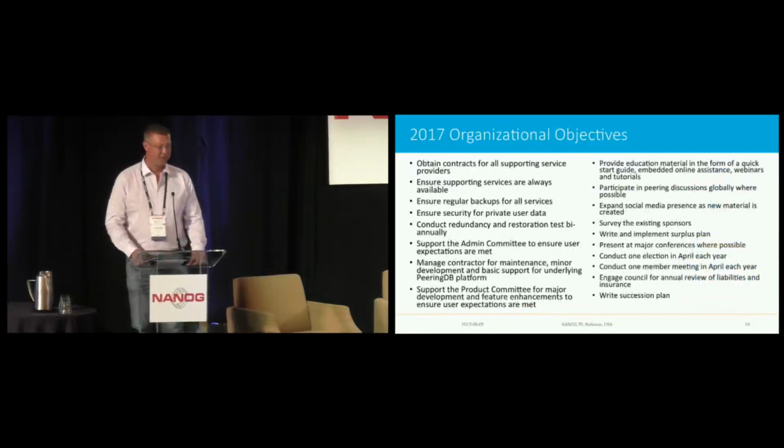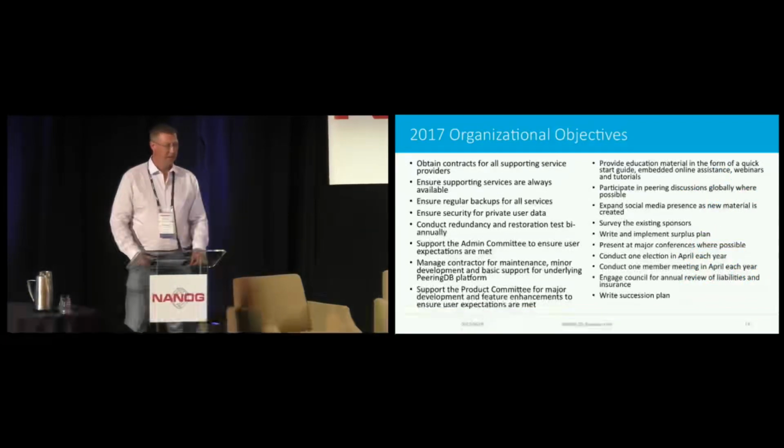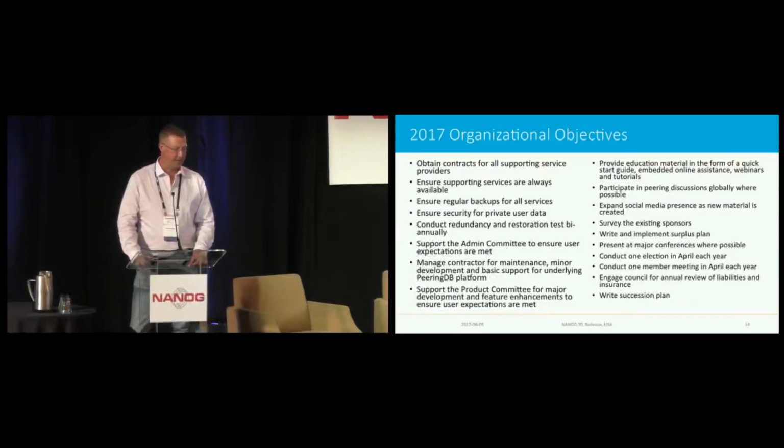A lot of operational objectives came out of this, and I'm not going to go over all of them, but you'll see there's some pretty key elements of making sure that we're stable, we're up, we're reliable, and we're accurate. Related to backup, supportive services, regular redundancy testing, restoration testing, working with the admin community and the product team, managing the contract for maintenance and support, supporting future features, providing education material, making sure to survey our sponsors, survey the membership, and of course, conducting an annual meeting and election process.